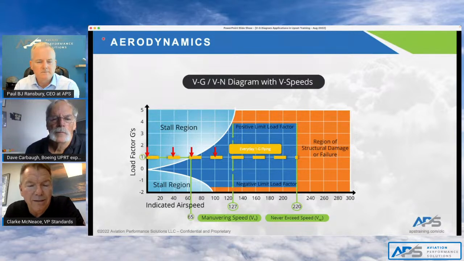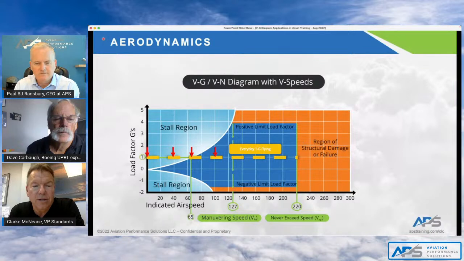But we'll rotate and then usually begin to climb out at some initial climb speed. Maybe in this case, it might be 90 to 100 knots, might be your cruise climb speed or something there, as displayed by this red arrow on the right.